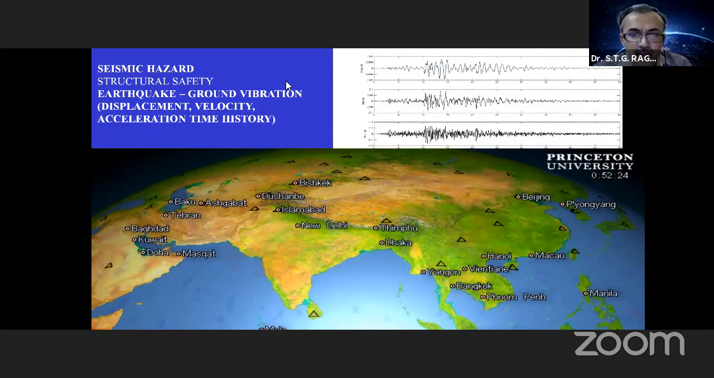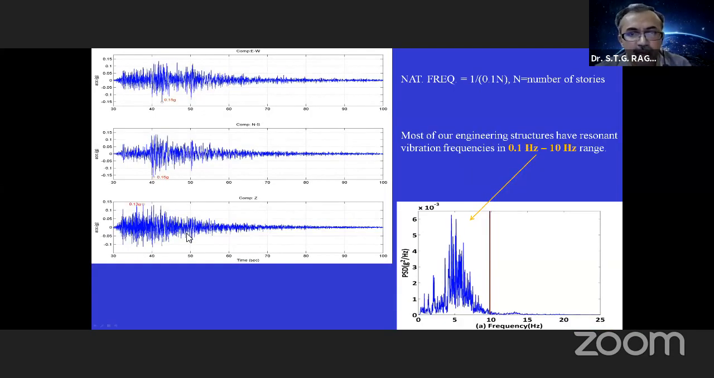Here I'm showing you the accelerograms for our Sikkim earthquake. When you look at these accelerograms, we will not be able to make out anything from them. The only thing is that they start from zero, they increase, and then go back to zero actually.